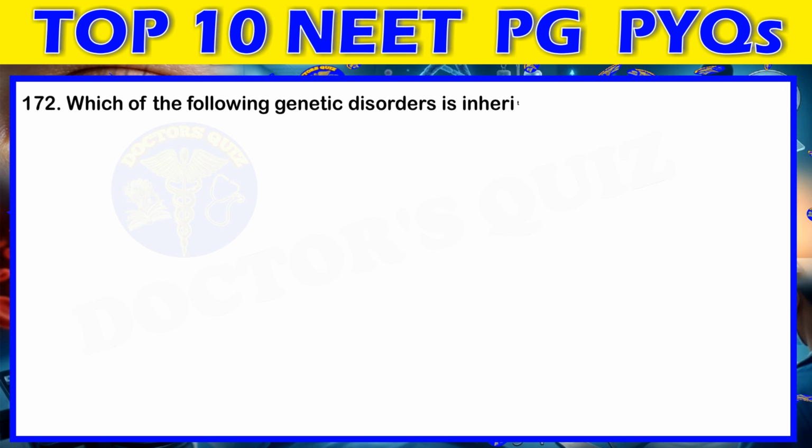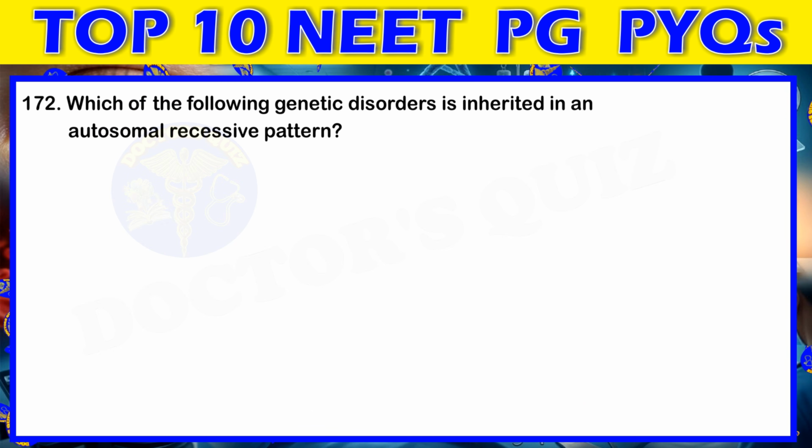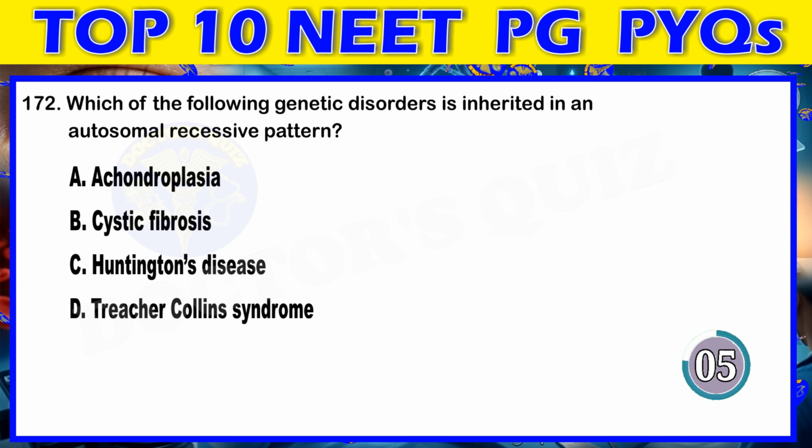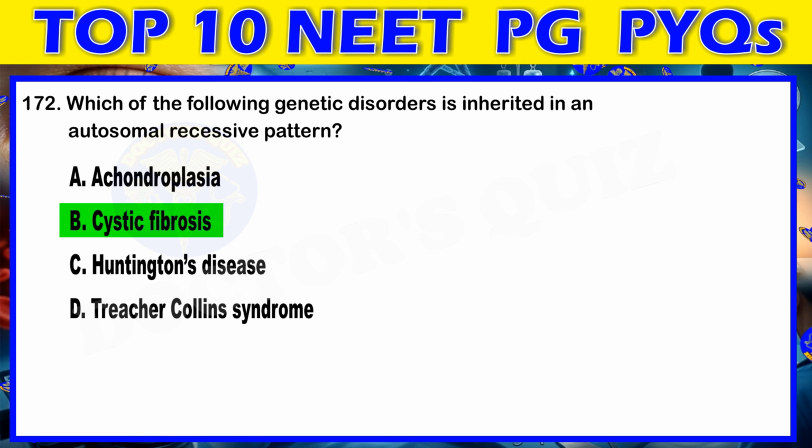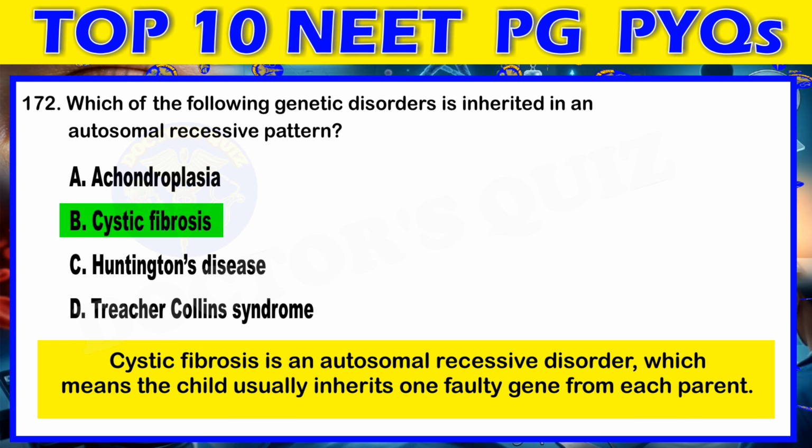Which of the following genetic disorders is inherited in an autosomal recessive pattern? Here the right answer is option B, cystic fibrosis. Cystic fibrosis is an autosomal recessive disorder, which means the child usually inherits one faulty gene from each parent.